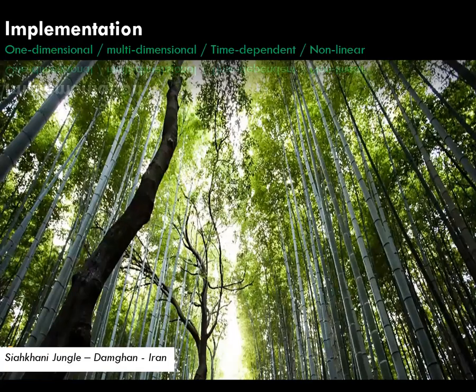Okay, after this introduction and introducing the foundation of the spectral method, it is useful to see some simple examples in different cases to implement the spectral method. I will show simple examples in one-dimensional, multi-dimensional, time-dependent, and nonlinear cases.